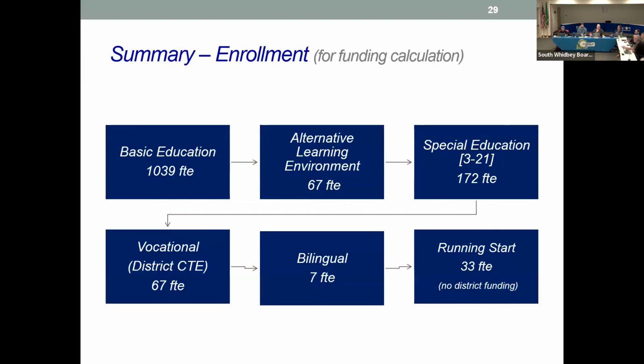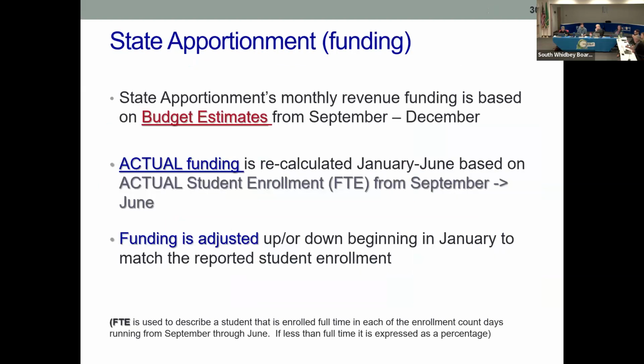So in summary, about 1,039 in basic ed, 67 in ALE, 172 in special ed, 67 in our CTE program, 7 in our bilingual program, and 33 in the Running Start. And again, when we create budgets, these are estimates. We don't actually get funded until January based on the actual numbers. So we are projecting we'll have these many kids in each of these programs, and each of these kids will generate these dollar amounts to create the revenue that we receive.